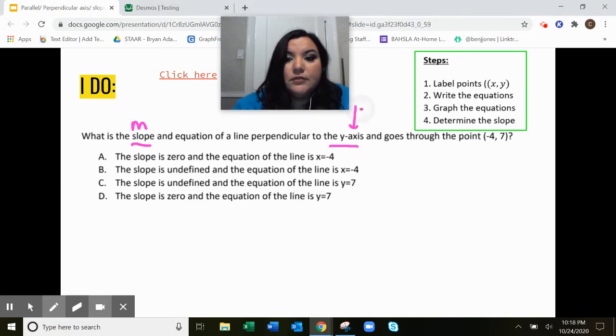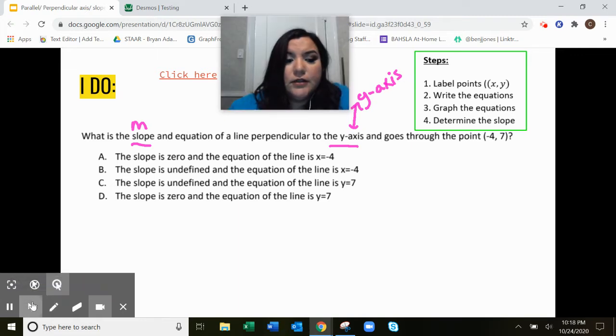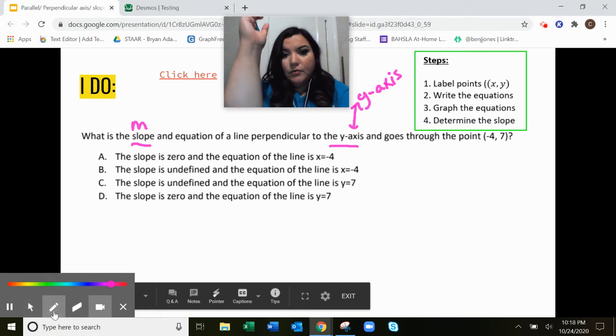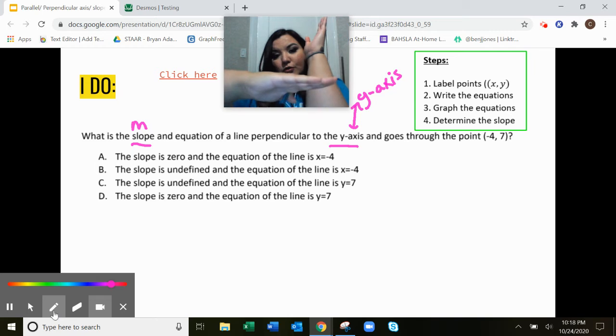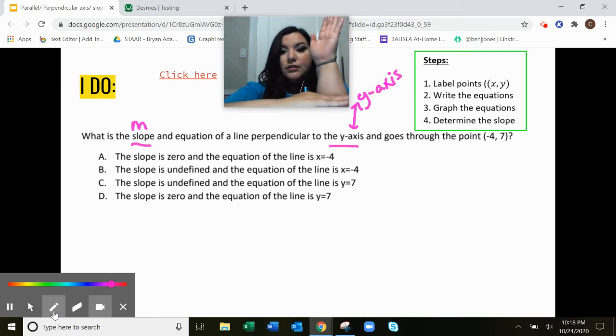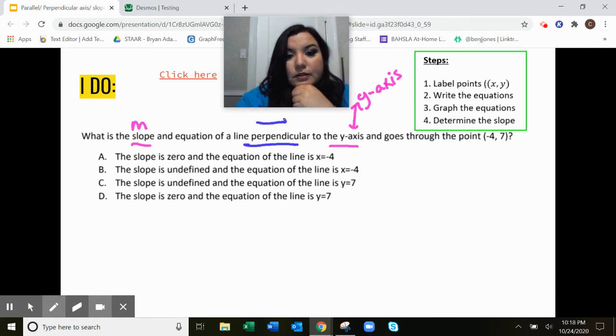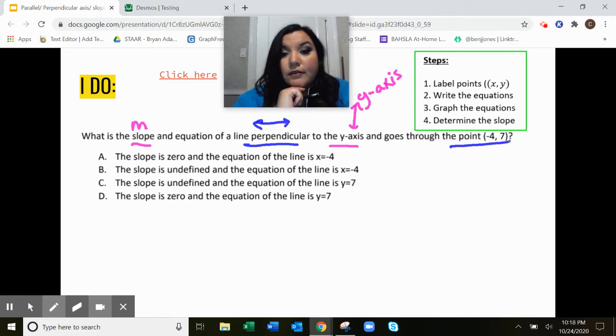Right, so this is the y-axis. And whenever we're talking about the line that is perpendicular, the line perpendicular to the y-axis has to actually cross. Okay, so if it's crossing, that means that we're going to look for the line that is horizontal. So perpendicular is going to look this way. All right, again, because it had to cross. And it also goes through the point -4, 7.